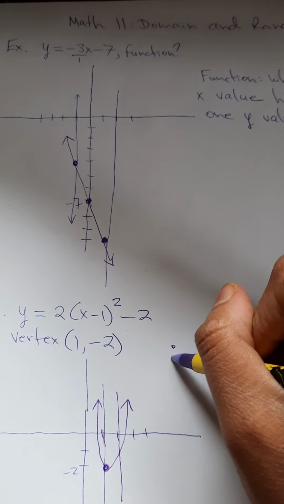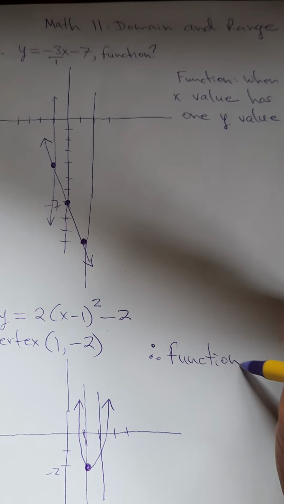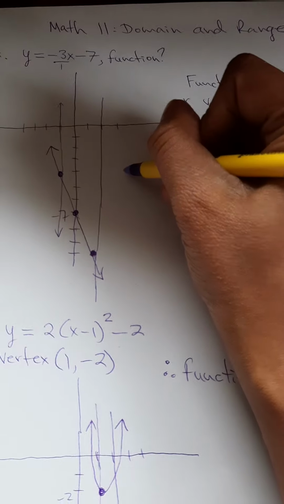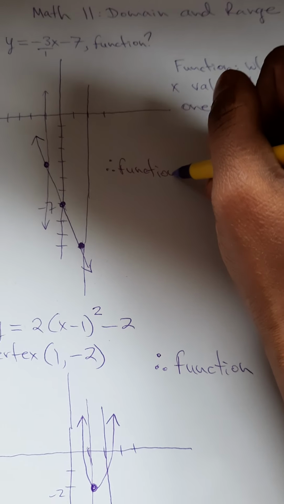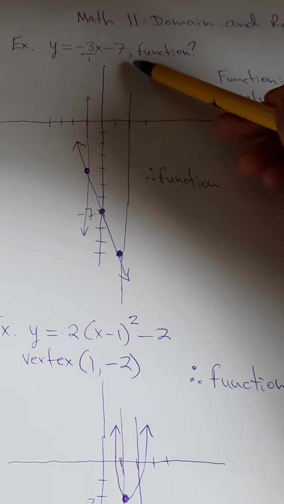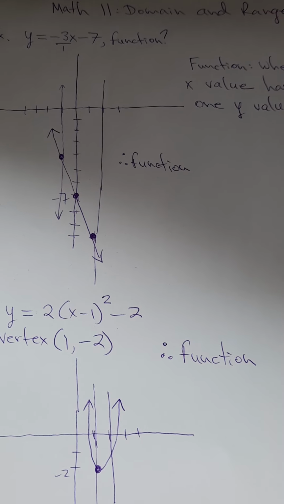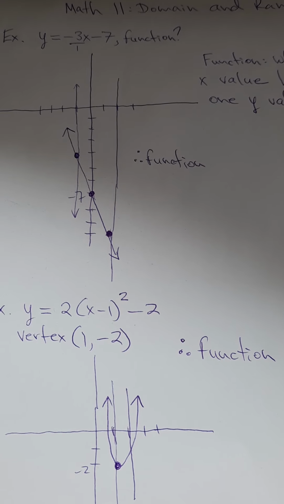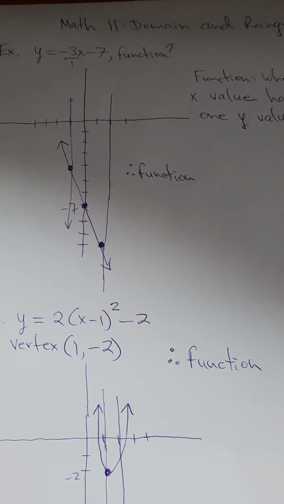So we'll put therefore, this graph does represent a function, okay? Or maybe you should write it for this linear line as well. As a general rule, if you do have a linear relation like this, or even if it's a parabola, like a regular parabola, it does represent a function. Both of them, as you can see, do pass the vertical line test here, okay?